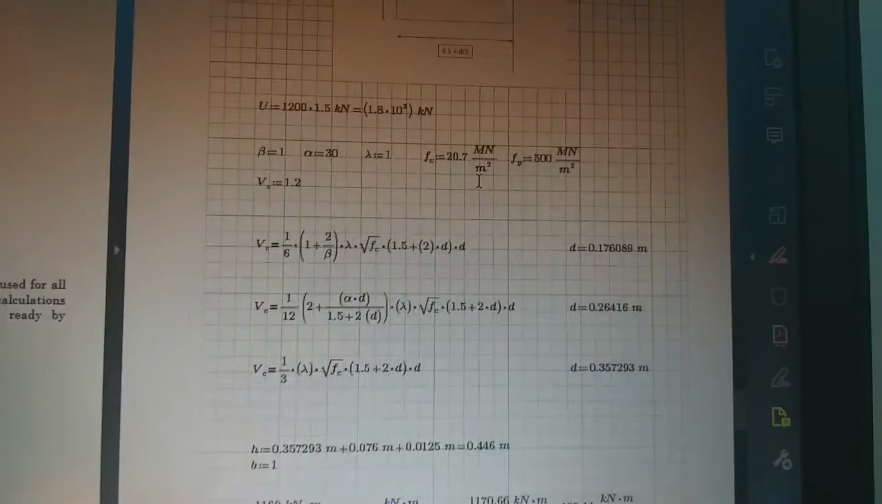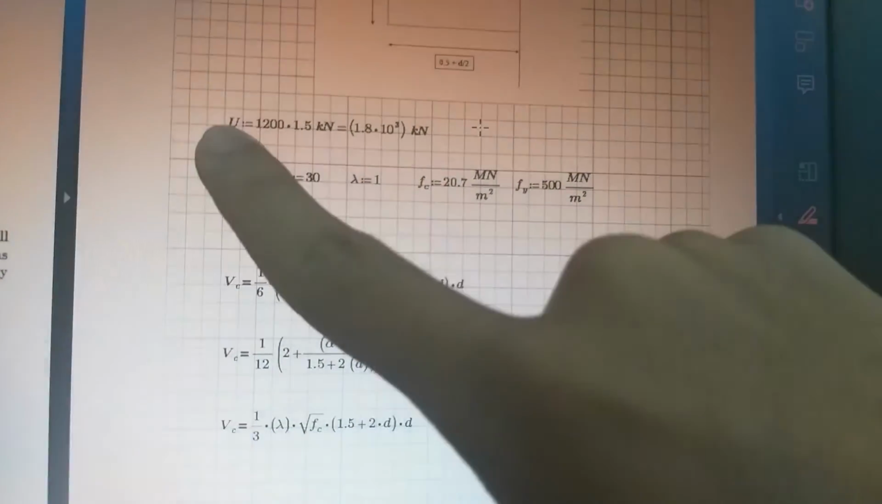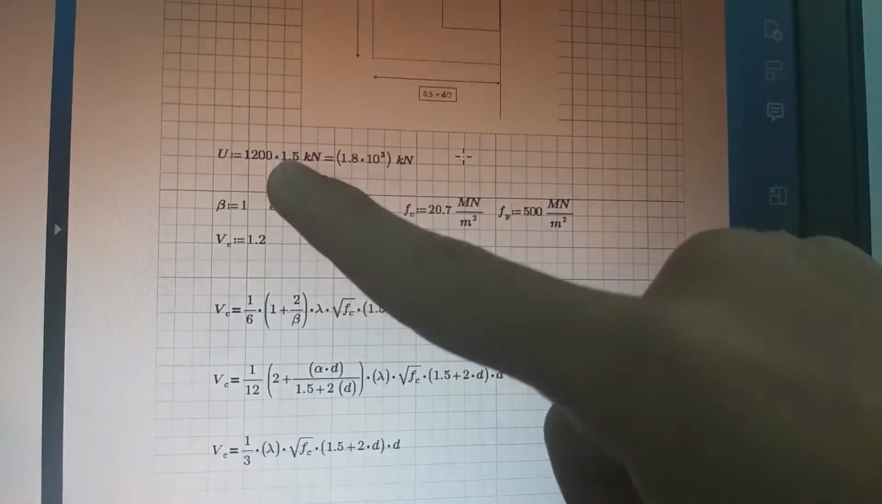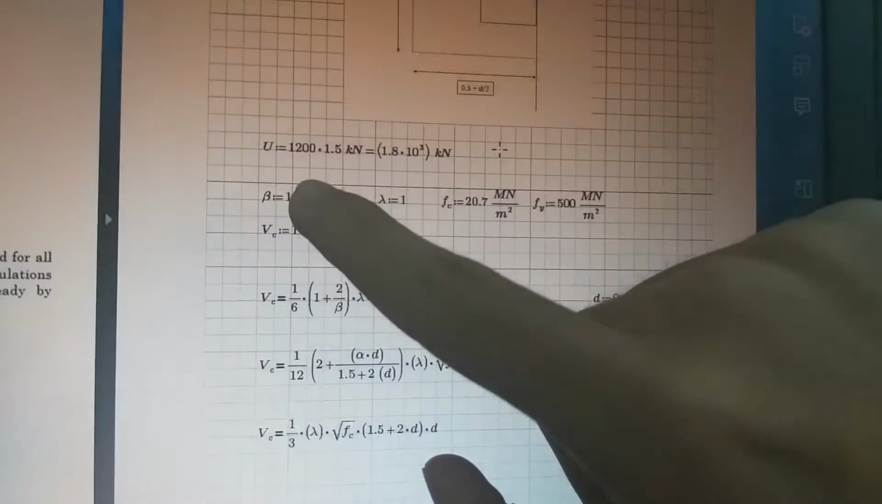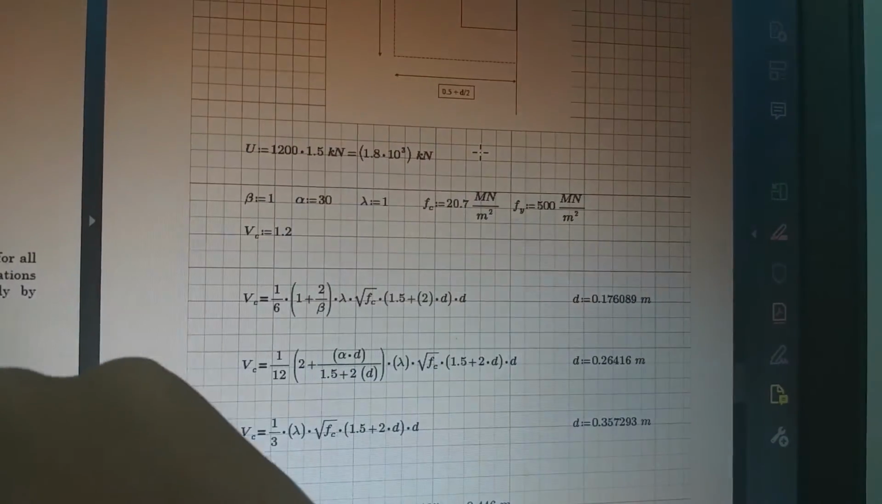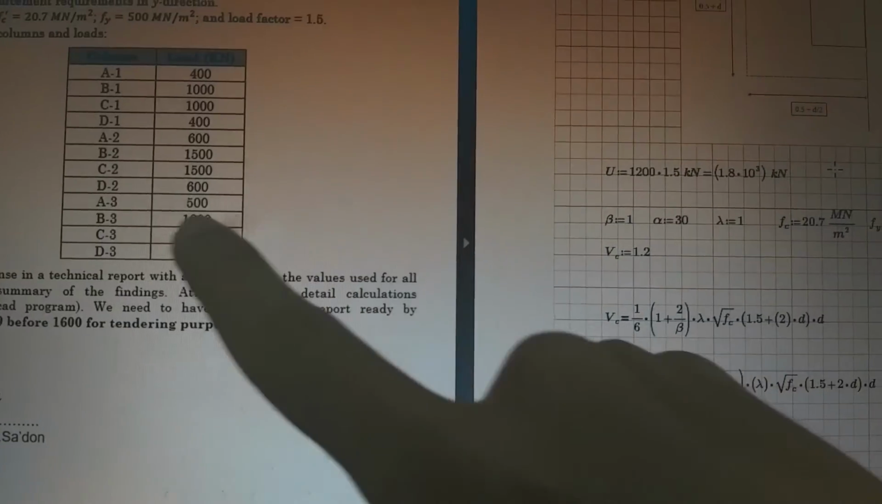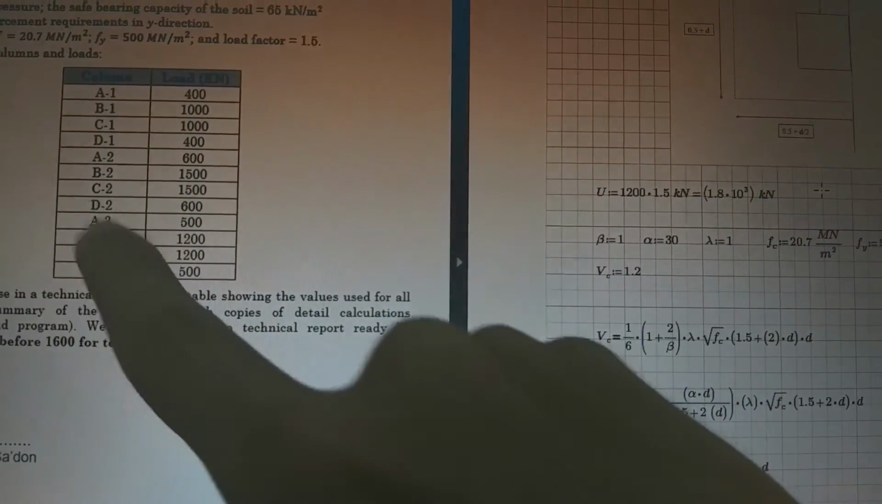For the first step, we're going to assume the U. We're using U equivalent to 1200 times 1.5 kilonewton, which is the factor where we take the value of U, which is the highest value for the H strip for the third column, which is 1200. So this is our U value.